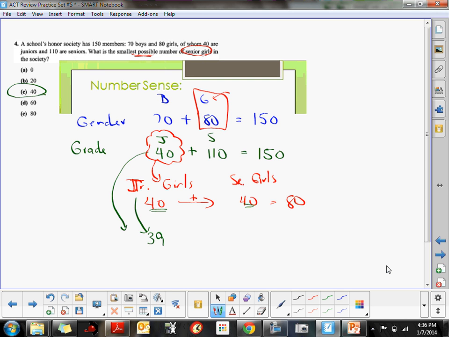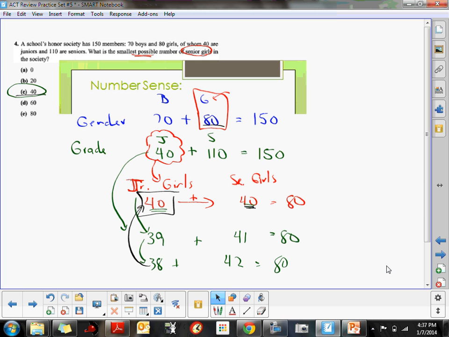If there are 39 junior girls, then to end up with my number of 80, I would have to increase my number of senior girls to 41. So every time I drop this number down, I'd have to increase this one by another one to get our consistent 80. So to drive this down, in order to minimize the number of senior girls, I had to maximize the number of junior girls. So therefore, what is the possible number of senior girls? I'm going to stick with our 40.